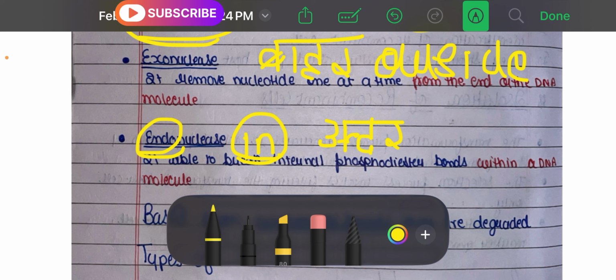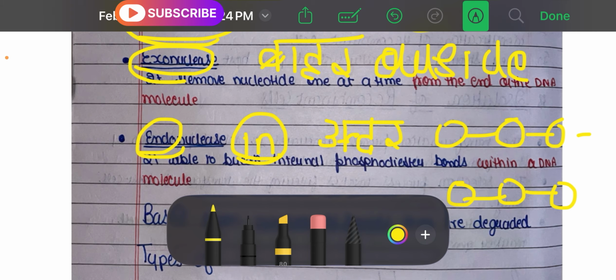ठीक है, तो एक्सोन्यूक्लियस जो है वो बाहर वाली साइड पर काम करेंगे और जो हमारा एंडोन्यूक्लियस है वो अंदर वाली साइड पर काम करेंगे। कैसे करेंगे? अब जैसे मैंने कोई भी लेटर से कि मैंने यहाँ पर एक्सोन्यूक्लियस की इंसर्शन करी है, तो एक्सोन्यूक्लियस क्या करेगा? इसके जो बाहर वाले एंड्स हैं उसको वो क्या कर देगा? ऐसे रिमूव कर देगा। Only it is going to act at the end of the DNA molecule.